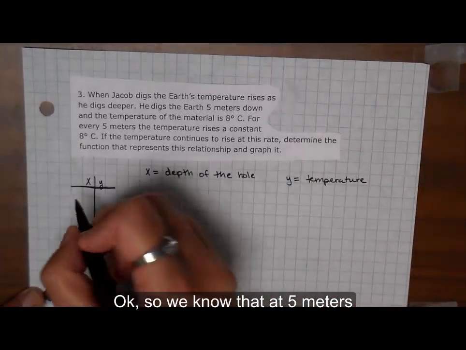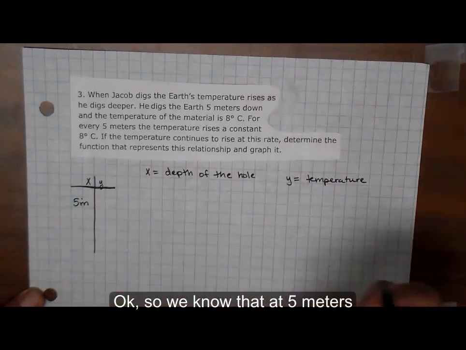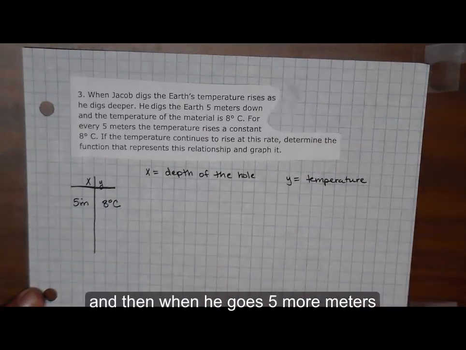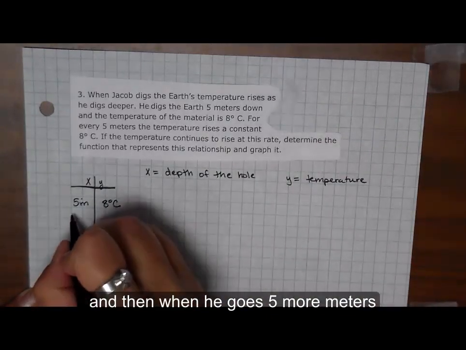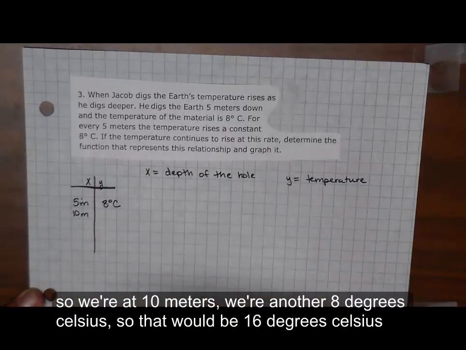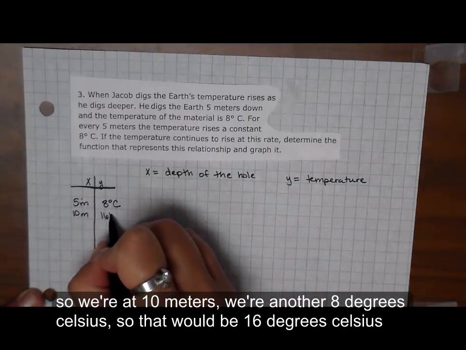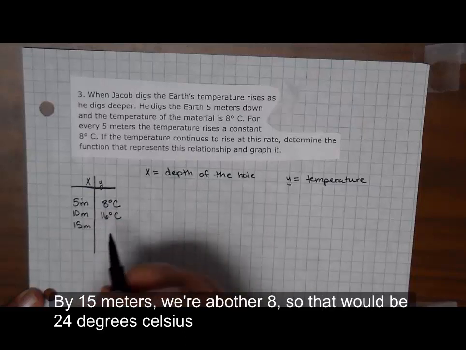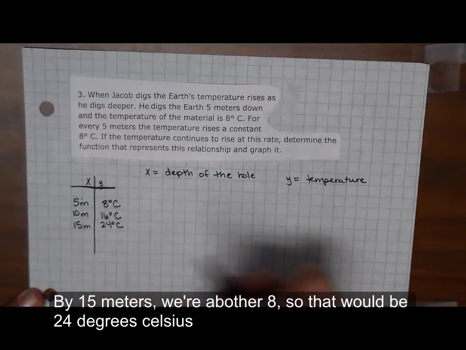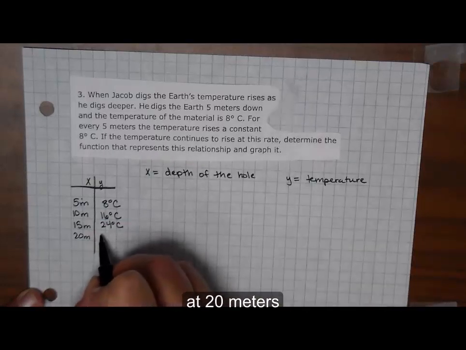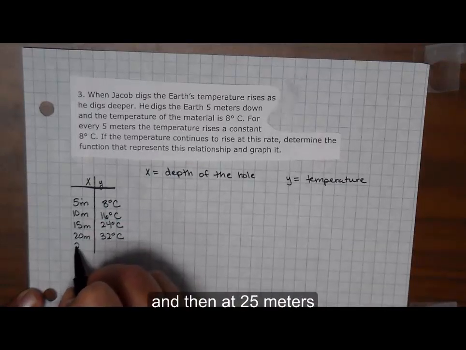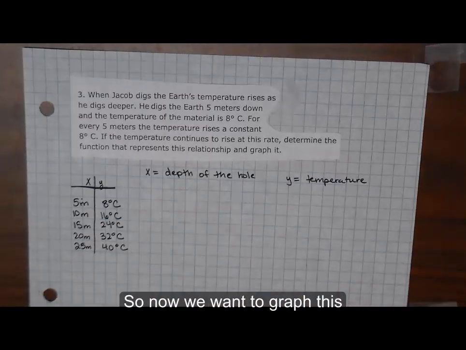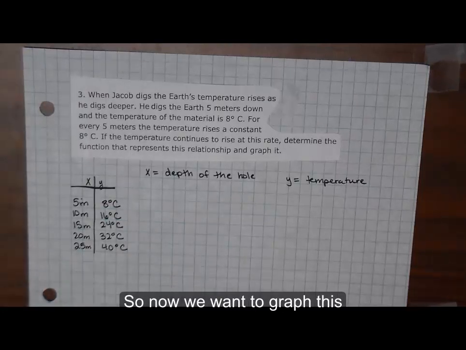Okay, so we know that at 5 meters, it's at 8 degrees Celsius. And then when he goes 5 more meters, so we're at 10 meters, we're another 8 degrees Celsius, so that would be 16 degrees Celsius. At 15 meters, we're another 8, so that would be 24 degrees Celsius. At 20 meters, another 8, and then at 25 meters, another 8. So now we want to graph this function.